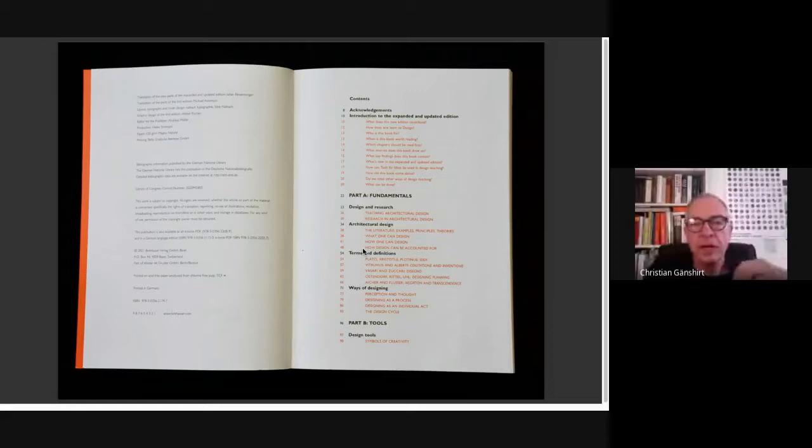The book I'm talking about today, the first edition came out in 2007. It was quite well received, and now I was allowed to do a larger re-edition of the book, starting with a new introduction, trying to better explain what the book is about.